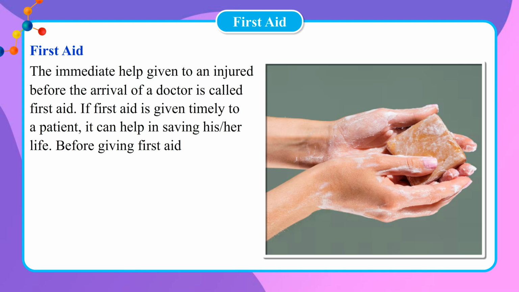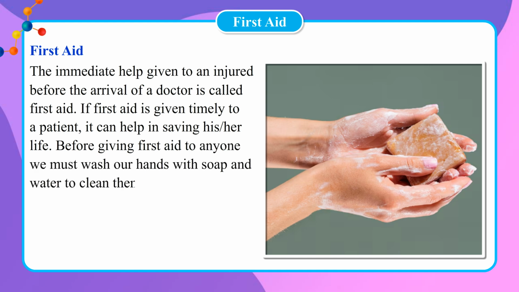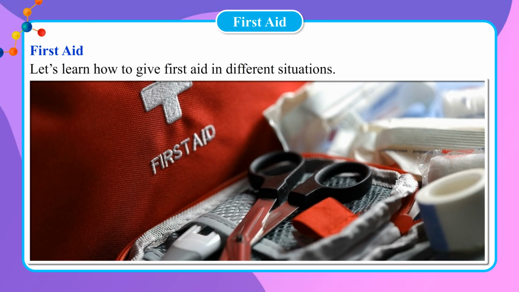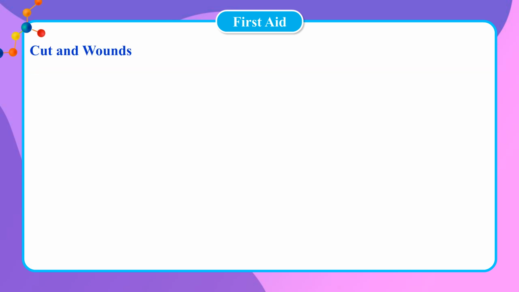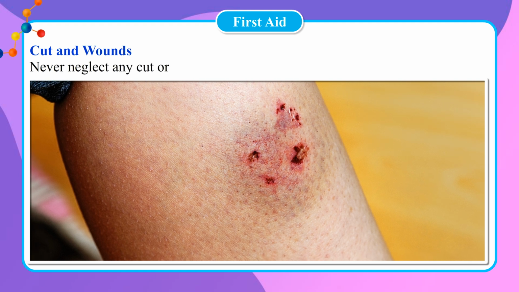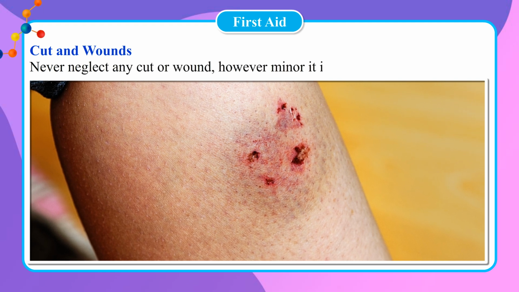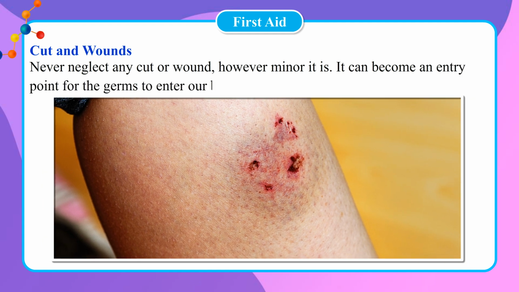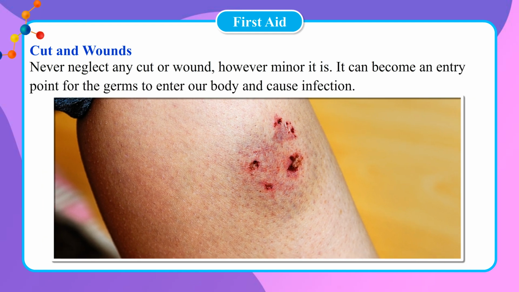Before giving first aid to anyone, we must wash our hands with soap and water to clean them and to remove any germs present on our hands. Let's learn how to give first aid in different situations. Cuts and wounds. Never neglect any cut or wound, however minor it is. It can become an entry point for the germs to enter our body and cause infection.